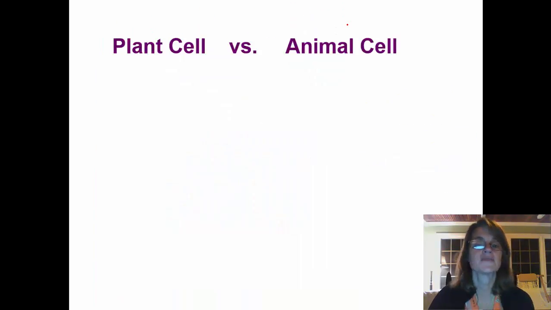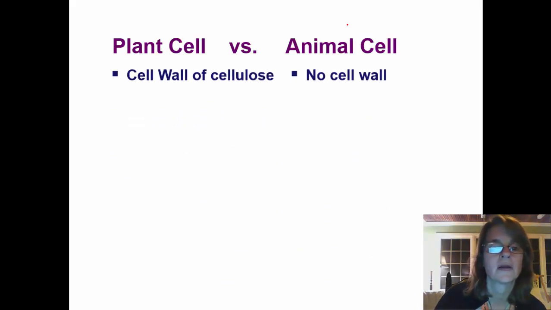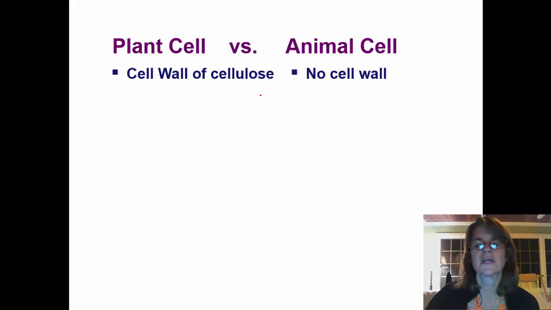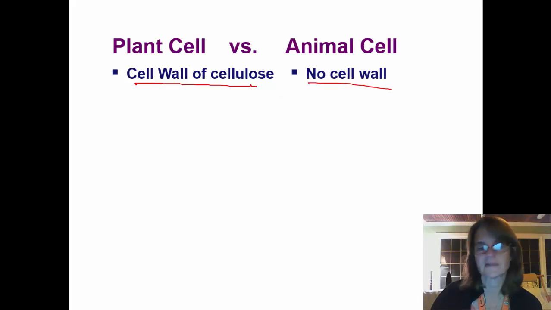All right, plant cells versus animal cells. Now we're just going to look at eukaryotic cells and some of the basic fundamental differences between the two most commonly discussed, plant and animal. Animal cells have no cell walls. Plant cells have cell walls made out of cellulose.